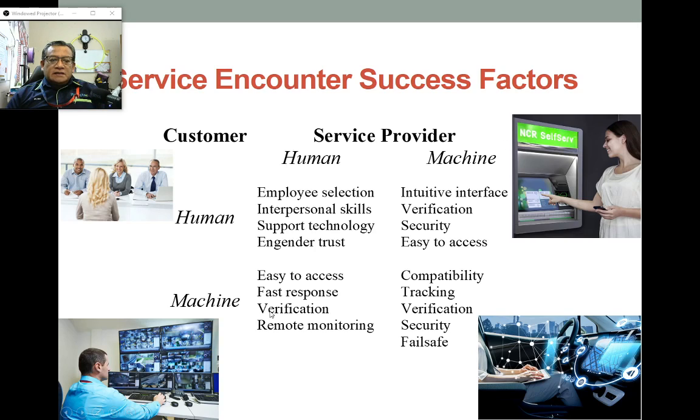The third quadrant is known as interaction between human and machine, where the customer is the machine and the service provider is human. In this case, I would say quadrant three is well represented by CCTV monitoring by the security person in charge. The machines are basically the CCTV, the network, the server, the camera, and the integrated monitoring system.